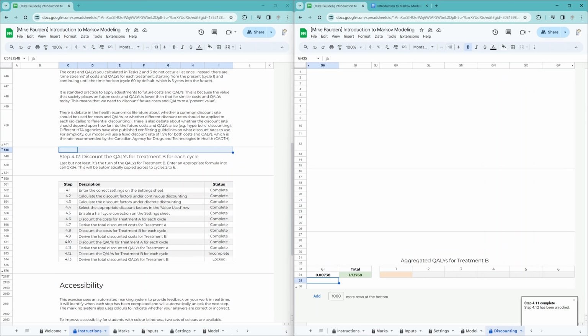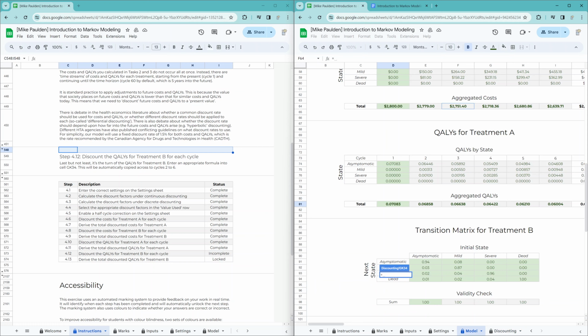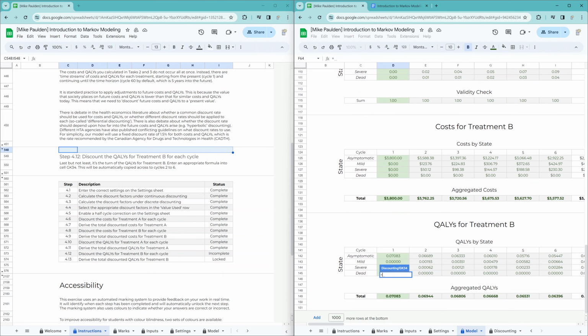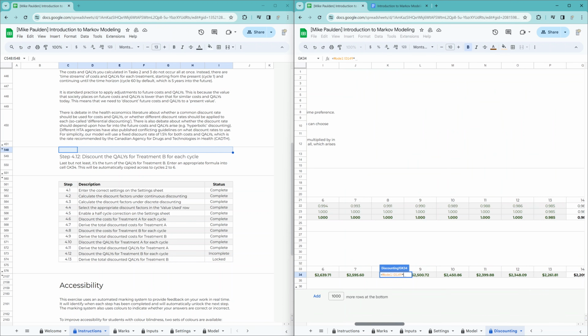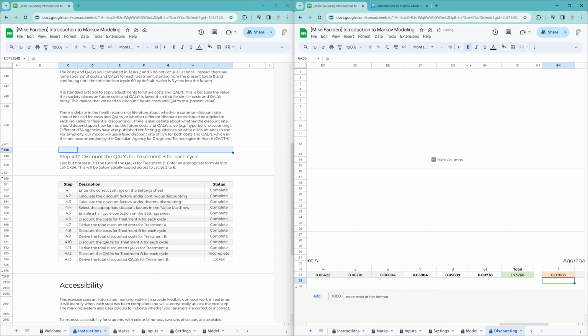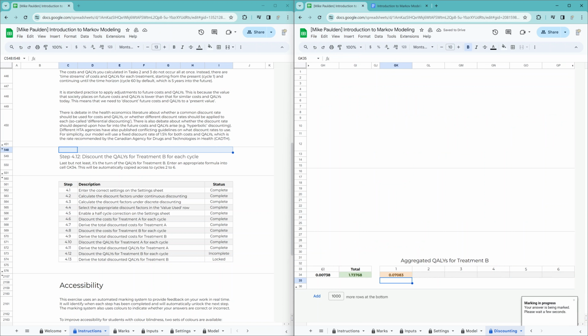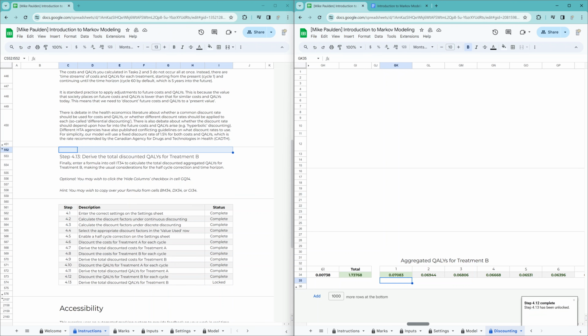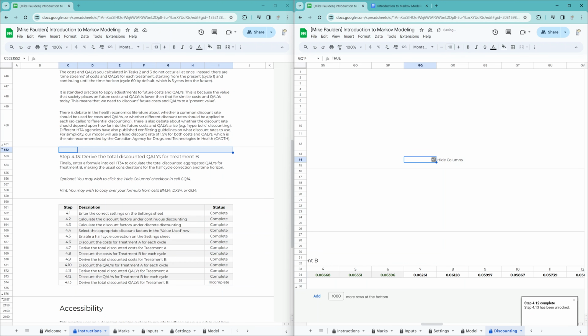Okay. And now finally, aggregated qualies for treatment B. So we start off by going to the model sheet and taking, I think it's right at the bottom, isn't it? The qualies treatment B aggregated, it's that one there. We're going to multiply that by the discount factor. So that's this thing here. It's going to copy this across for the first 6 cycles, and they're all correct. It's happy with that. It's going to open out all of the cycles. I'm going to click hide columns.